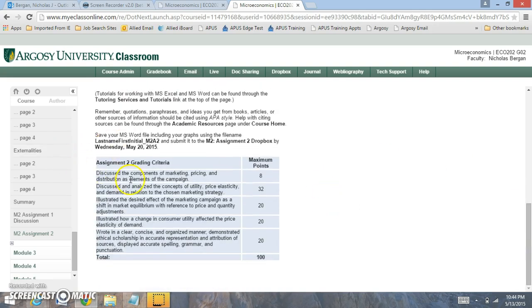How you're being graded is: Did you discuss the components of this advertising campaign? Did you use the economic terms that we focus on this week? Did you show the shift of the demand curve in your graph? Did you show the shift of utility and elasticity? And did you use APA formatting? If you focus on those components, you will do well. If you want me to pre-grade any of your work, please let me know, as I look forward to your effort this week.